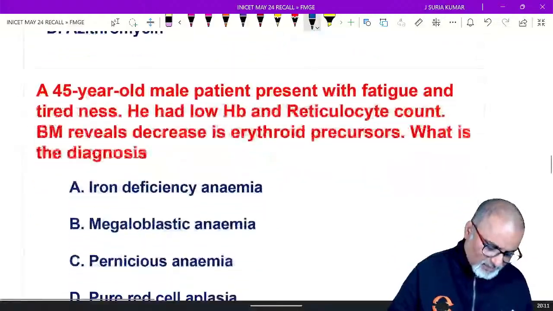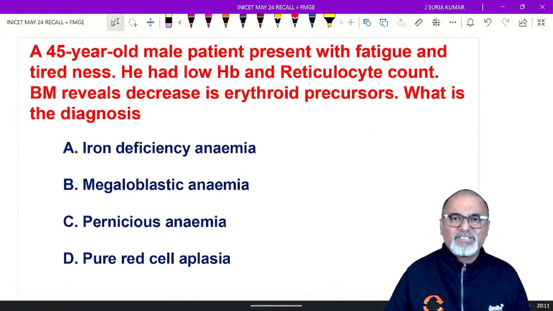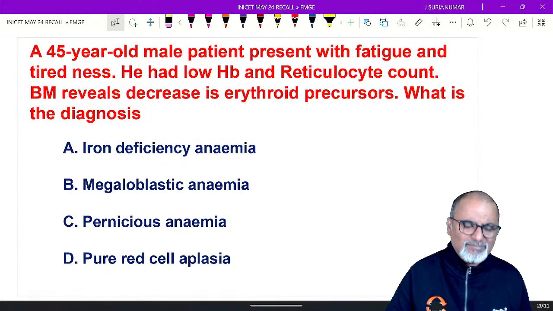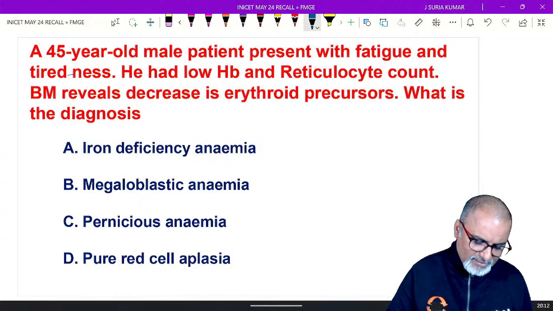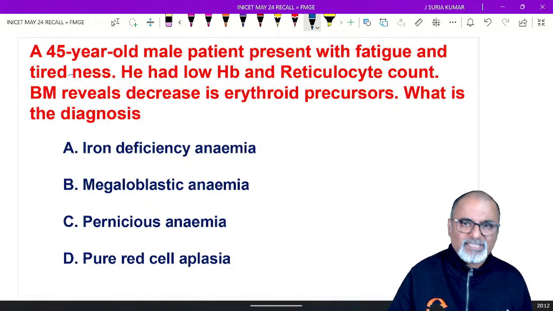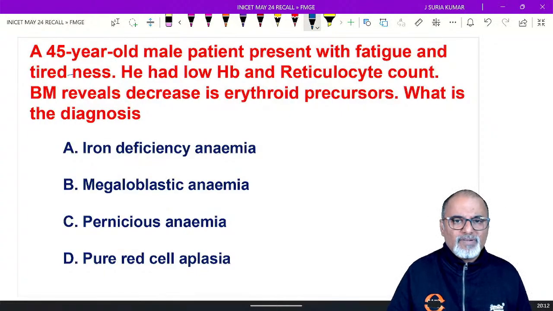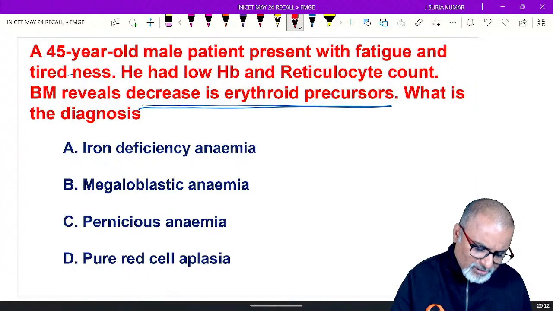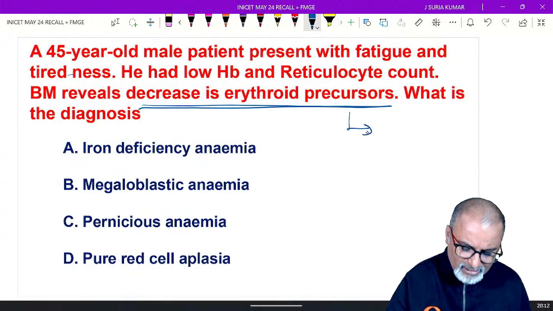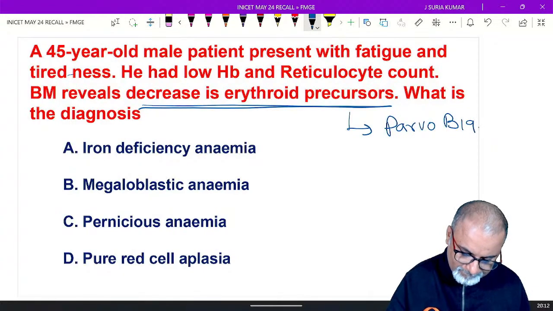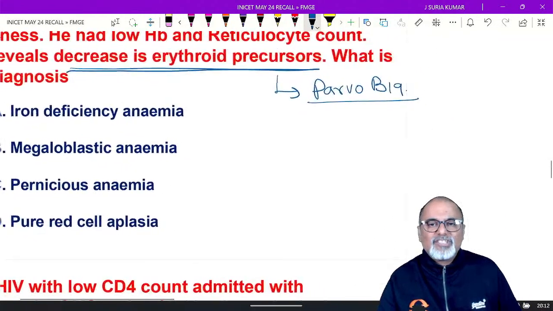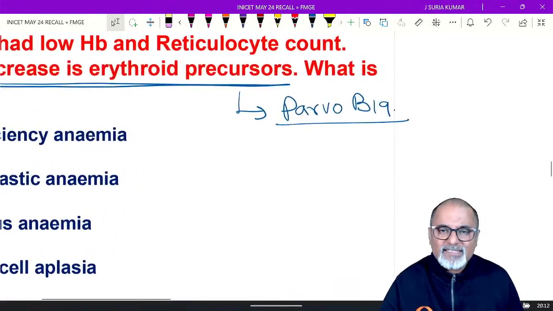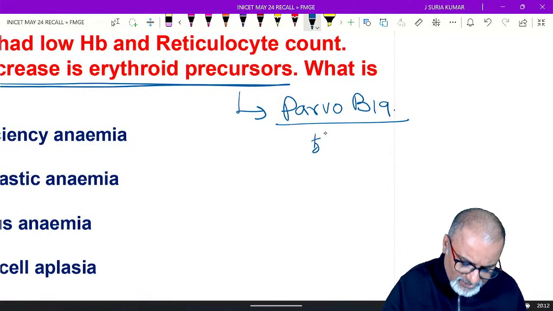Next is a 45-year-old male patient presenting with fatigue and tiredness. He had low hemoglobin and low reticulocyte count. Bone marrow reveals loss of erythroid precursors. If anything affects erythroid precursors, the important pathogen is parvovirus B19. It attacks the erythroid precursors. It causes fifth disease.